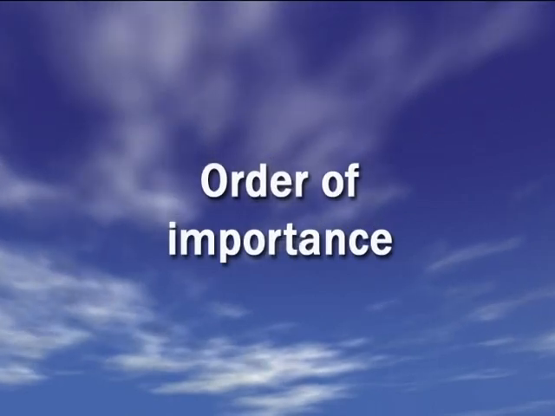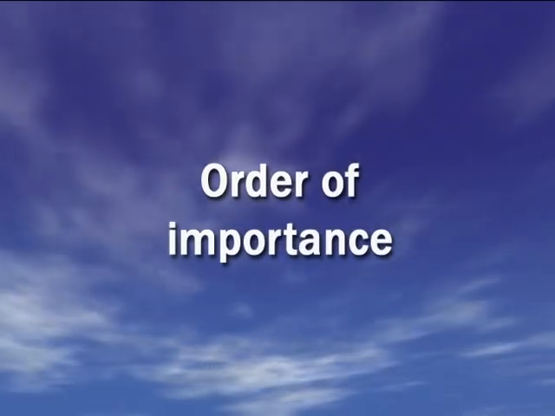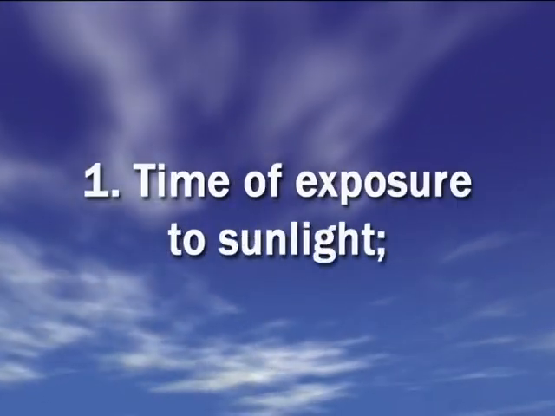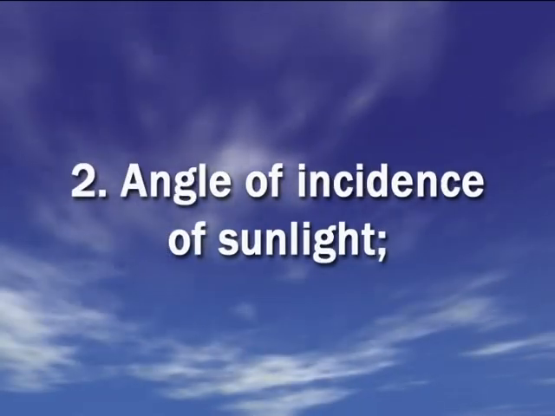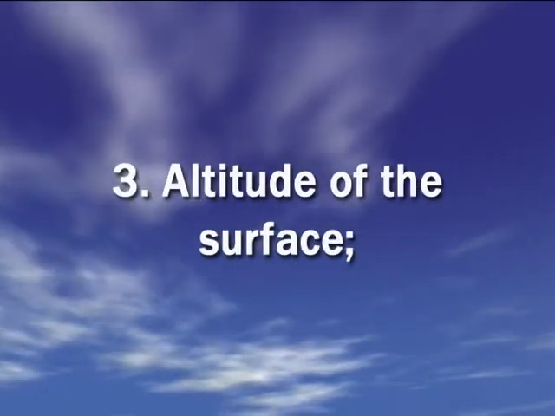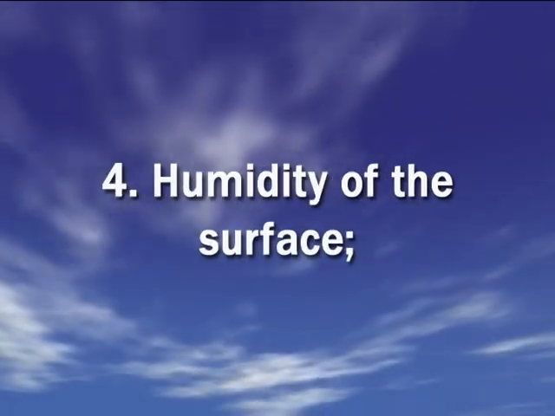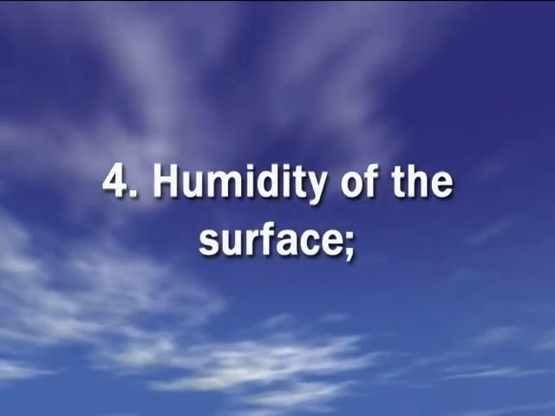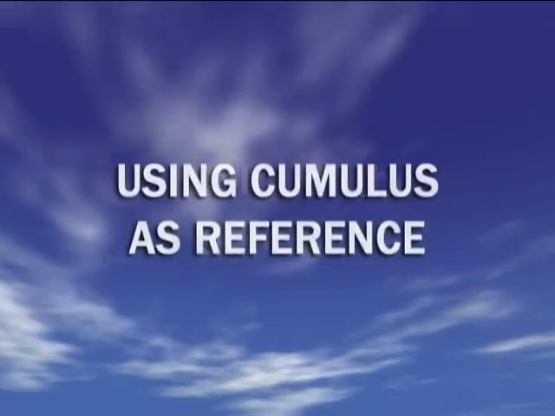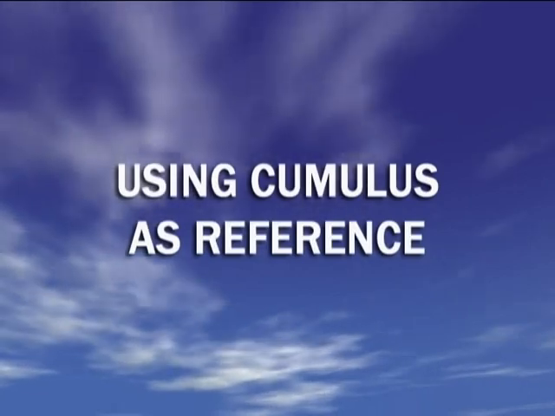If we had a hierarchy in importance for these factors, it would be the following: time of sunlight exposure, angle of incidence of sunlight, altitude of the surface, moisture of the surface, and color of the surface, using cumulus as references. So far, we only paid attention to surfaces, which are the generator of thermals. The thermals are born on the surfaces, so this is the first important aspect that we cannot forego.